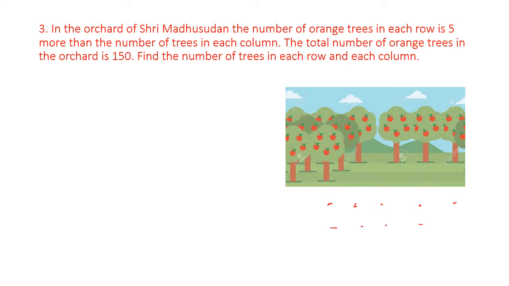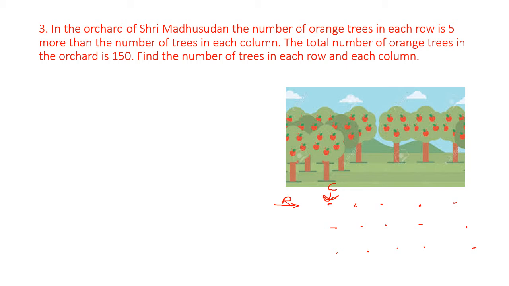Away from each other, which shows that. So normally this we will call rows and these are going to be columns. So what is the question asked? Find the number of trees in each row and each column. So we are supposed to find out how many trees there are in each row and each column. Let us solve it one by one.